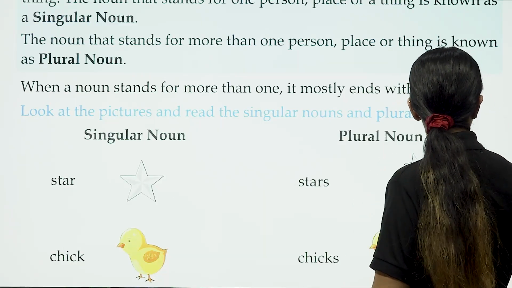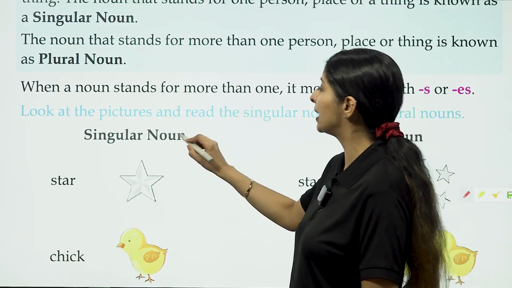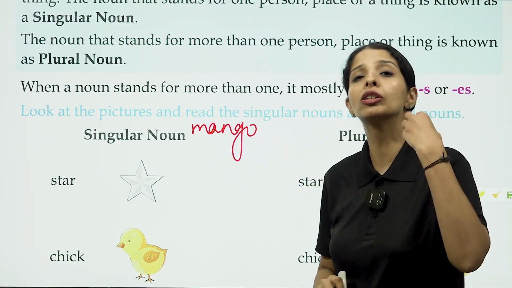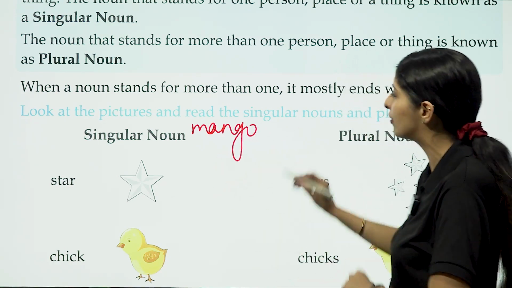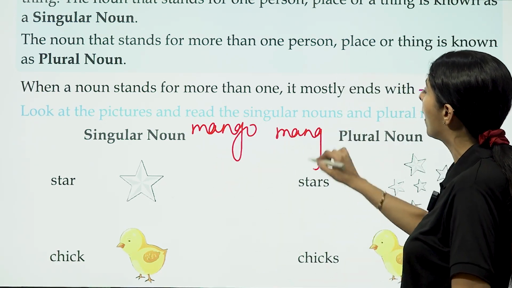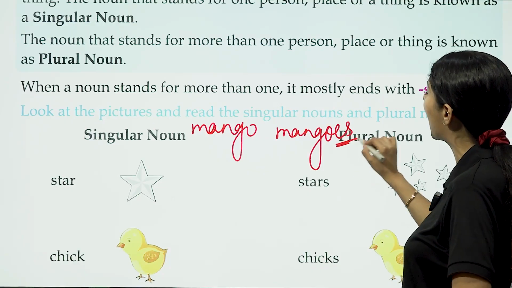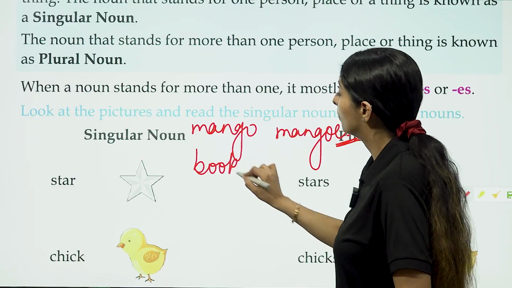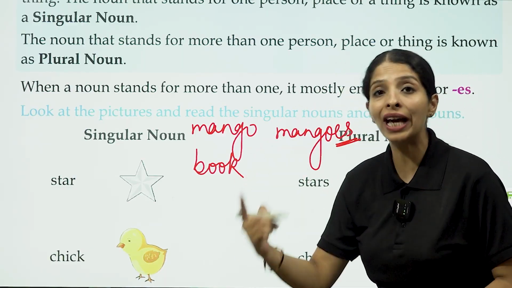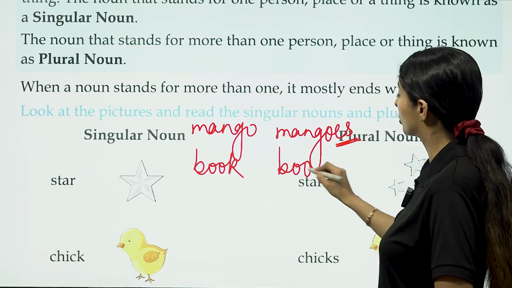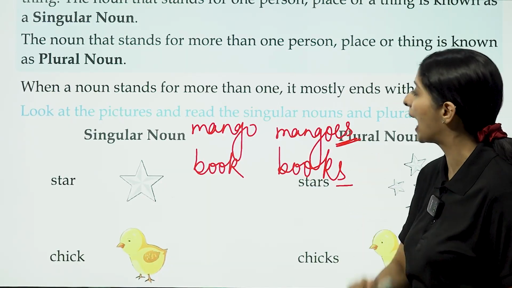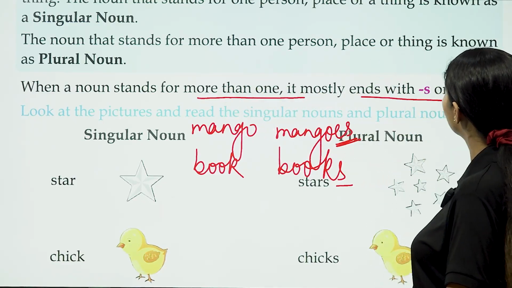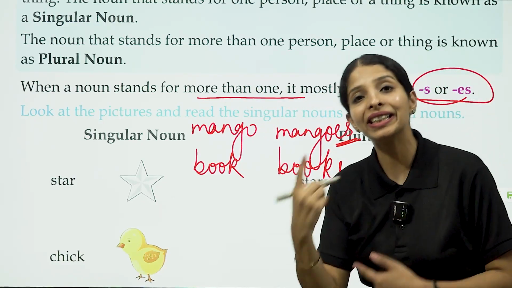For example, when I talk about one mango, singular noun, then it is mango. When I talk about more than one, 2, 3, 4, 5, 6, then its spelling changes to mangoes. ES is added to the end. When I talk about one book, book. When I talk about more than one book, books. S is added. So when a noun stands for more than one, it mostly ends with S or ES.